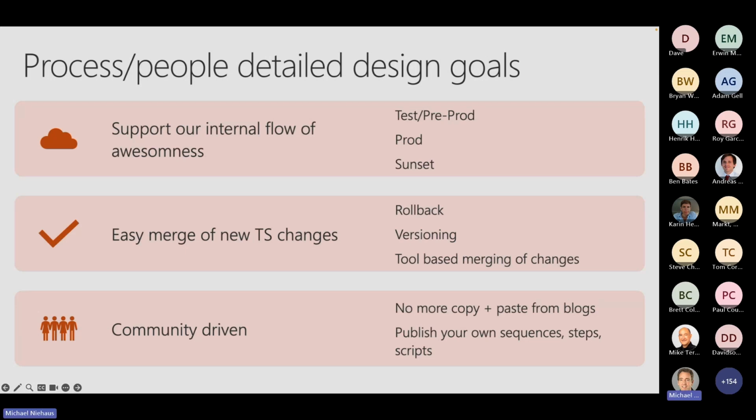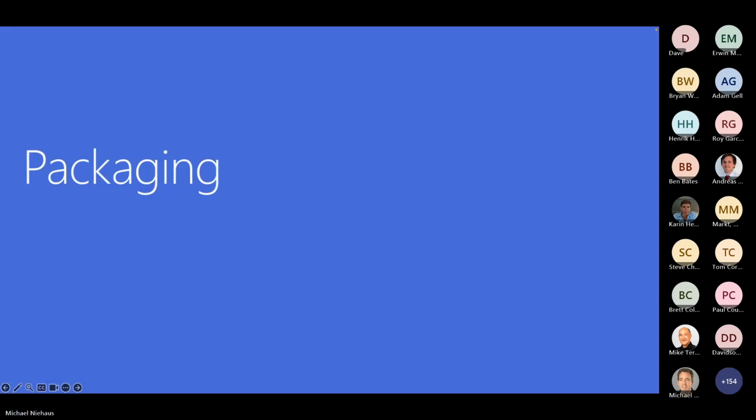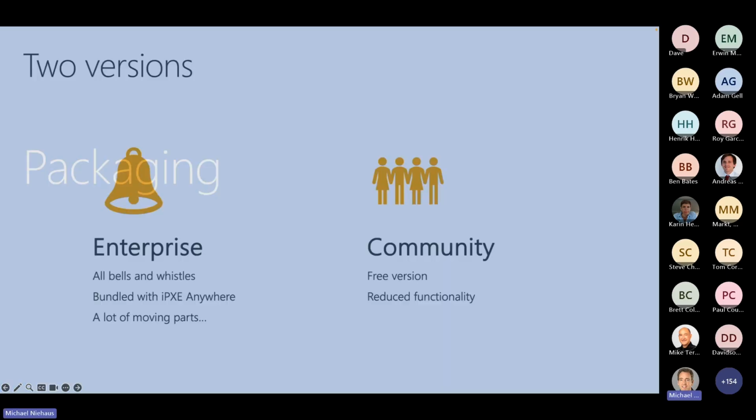With that, we should probably talk more about packaging. We expect to have two different versions of DeployR, an enterprise version with all the functionality, and then a community version that may not have some things. As far as what the exact breakdown is between those two, we're still working on that, but the expectation is the enterprise version provides full support and includes iPXE Anywhere. The community version wouldn't include support, but may have other functionality differences.